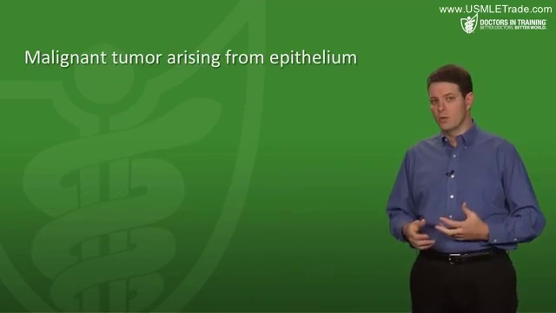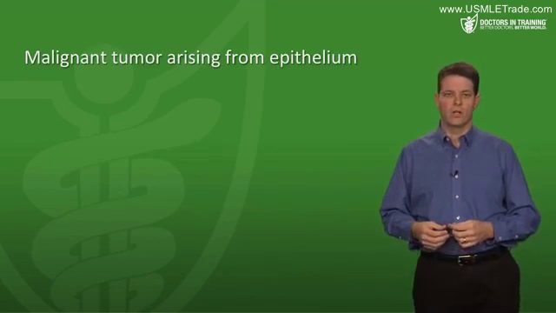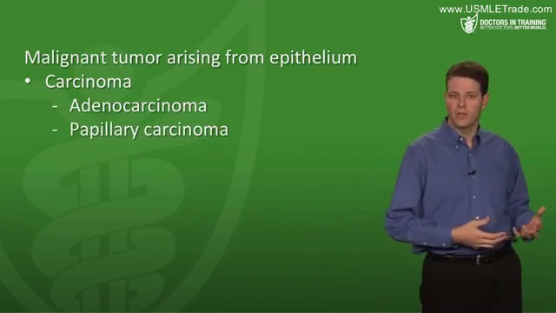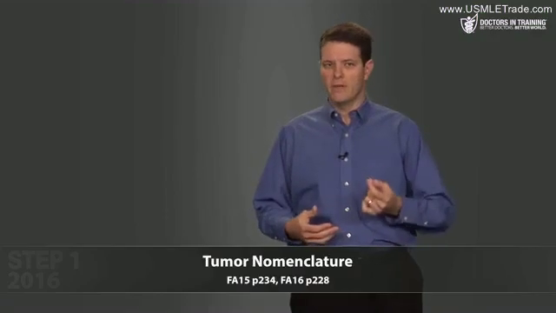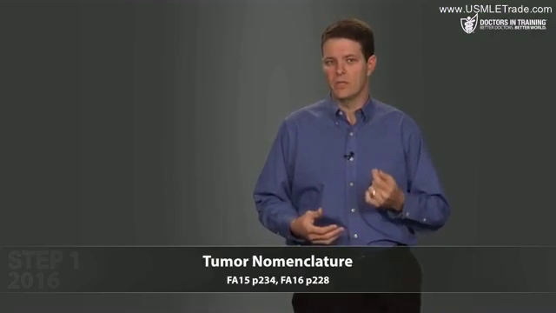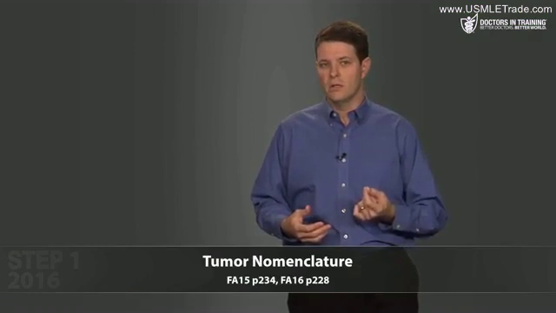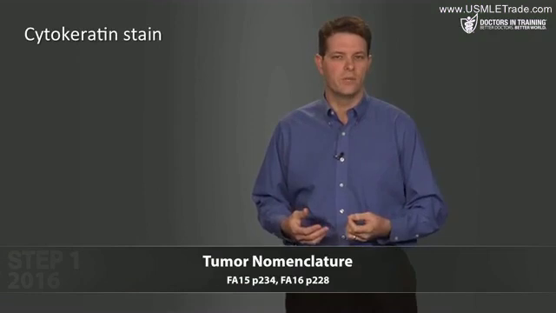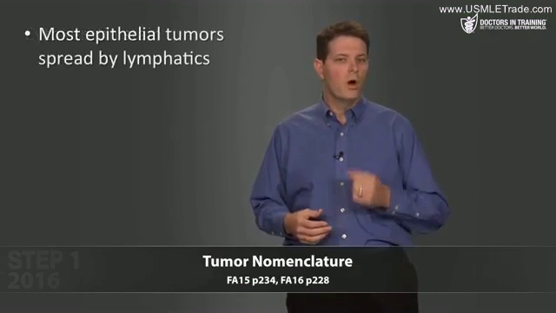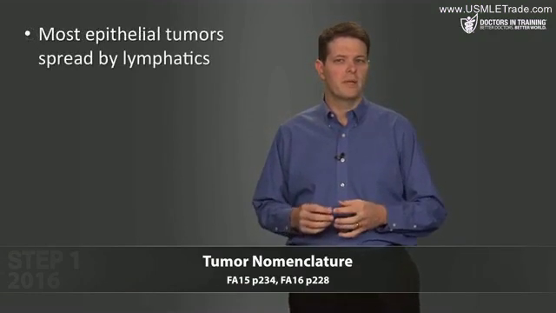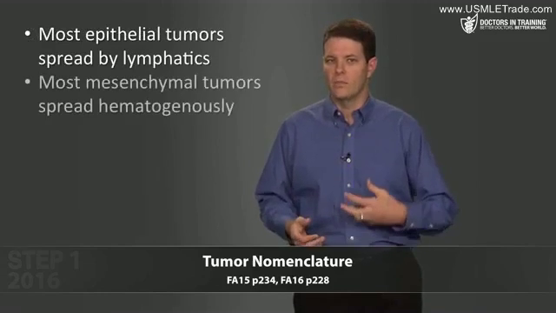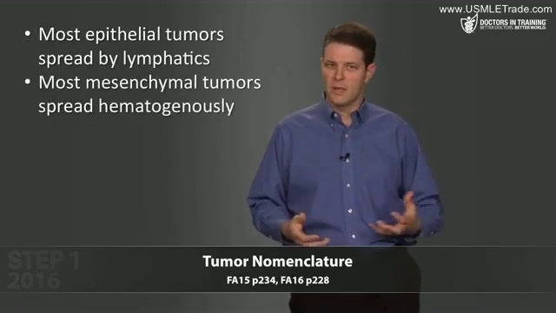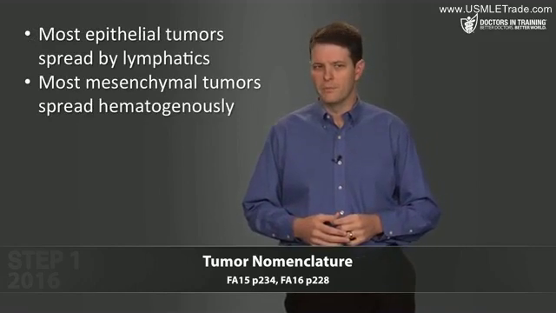Now, a malignant tumor arising from the epithelium is called a carcinoma, either adenocarcinoma or papillary carcinoma. Now remember, back in foundations, what kind of stain do we say we used for carcinoma? Cytokeratin. Remember, cytokeratin stains for epithelial tissue. It's also worth knowing that most epithelial tumors tend to spread mainly by lymphatics, while mesenchymal tumors tend to spread hematogenously. There are some exceptions, but that's a pretty good rule of thumb.